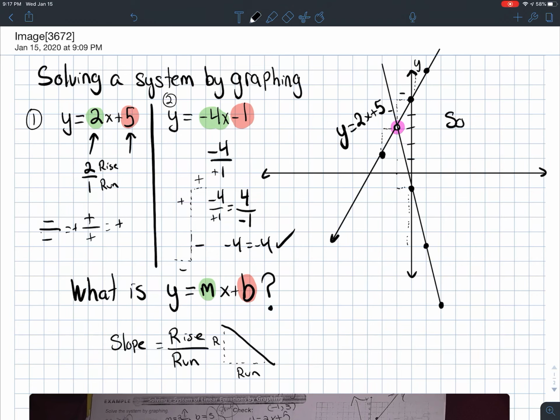So the solution is at the point negative 1, comma, 1, 2, 3, 3, and that is the solution to the system. So that's how you can solve the system by graphing.